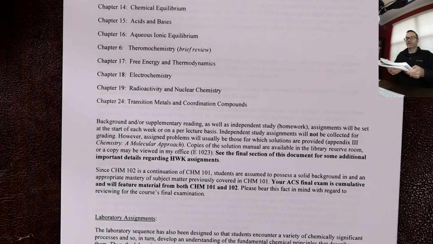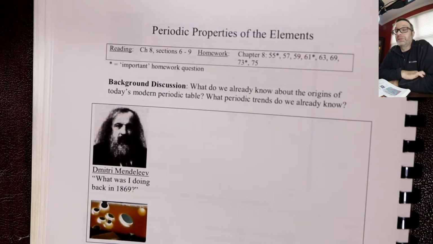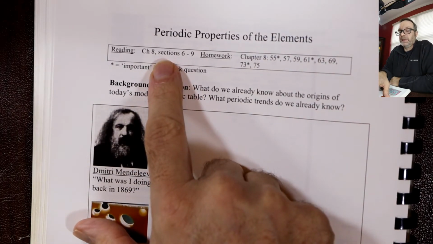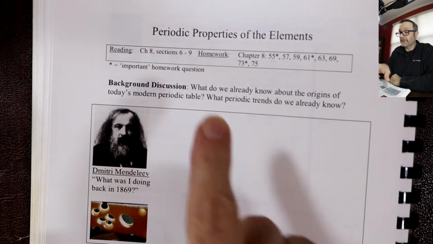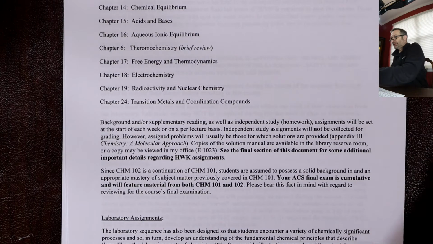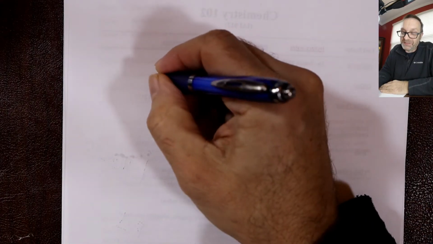Okay. So, in Chemistry 101, this is one of our topics, periodic properties of the elements. At the header for each topic, there are some reading assignments and some homework assignments. Now, how this works is what I call the cyclic learning method. If you want to be successful in chemistry, and this is over many, many years of teaching this.